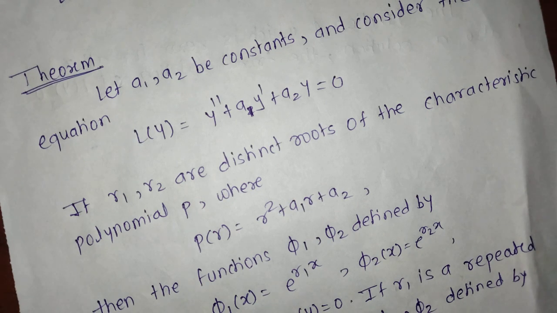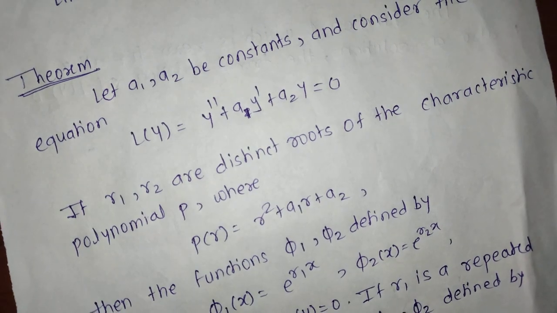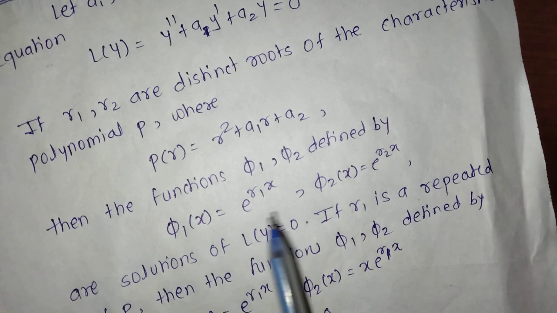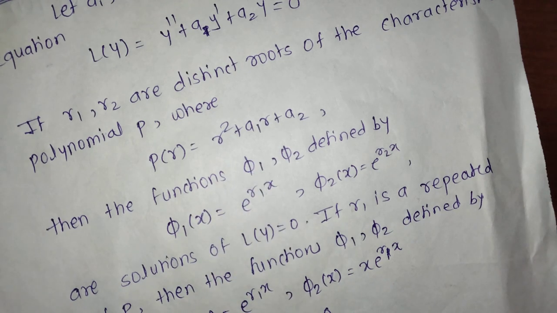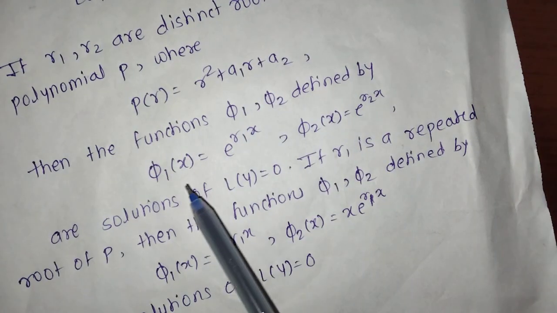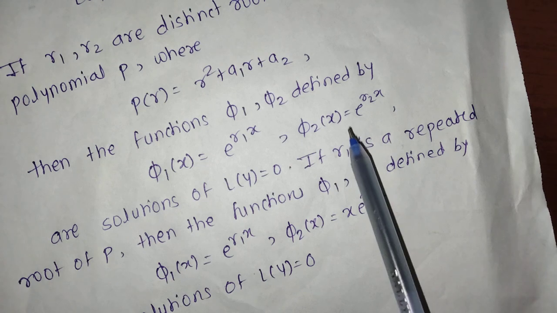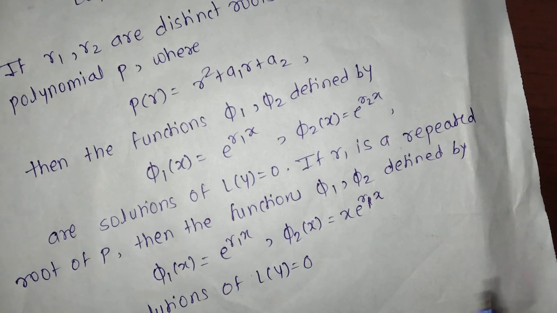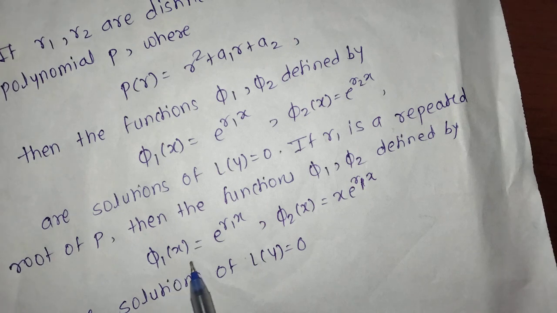Also how to calculate the characteristic polynomial from this equation and how to calculate the roots of the characteristic polynomial. We have already learned that. So when the roots of these equations are distinct, then the solution of this equation is in the form of phi1 of x is equal to e raised to r1x and phi2 of x is equal to e raised to r2x. Also we can write phi of x is equal to c1 e raised to r1x plus c2 e raised to r2x.